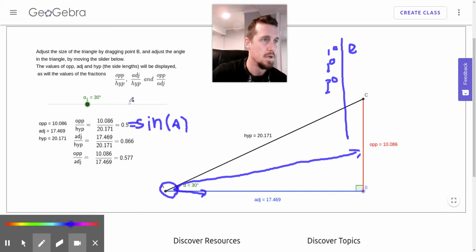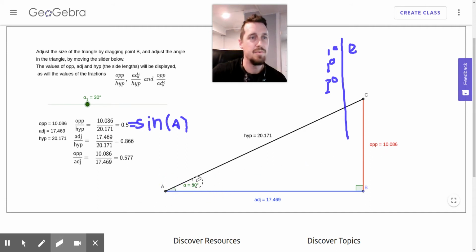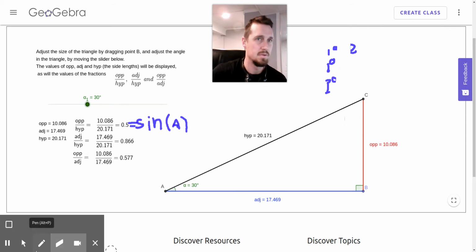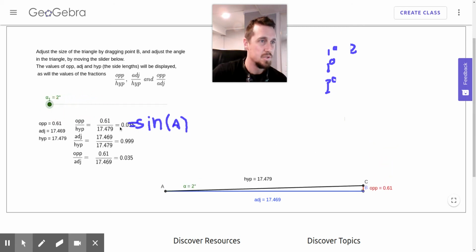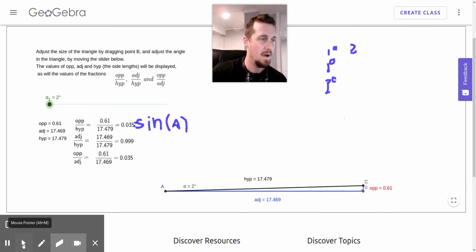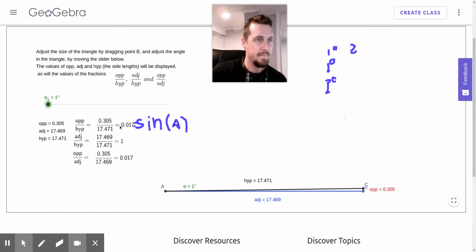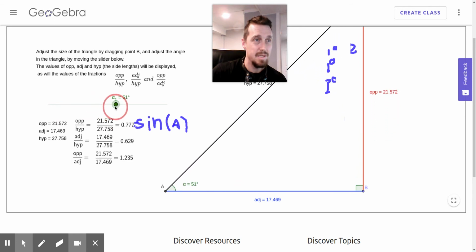Actually, I can show you. If you had 1 degree there, let me erase some of this stuff I wrote. Yeah, there we go. If you had 1 degree there, I'm going to make this small. You can see sine goes close to 0, right? Because this side gets so small and the hypotenuse kind of stays the same, that we're really getting small, right? And then as that angle gets bigger, your ratio gets bigger.